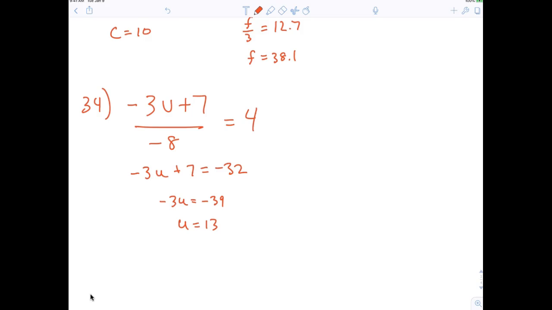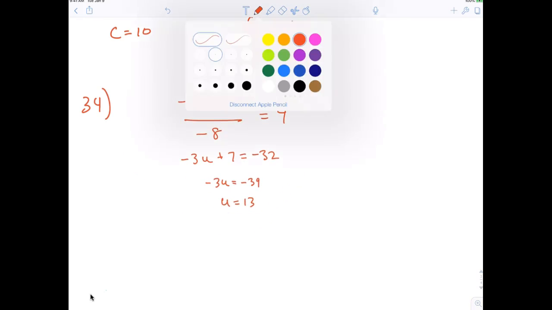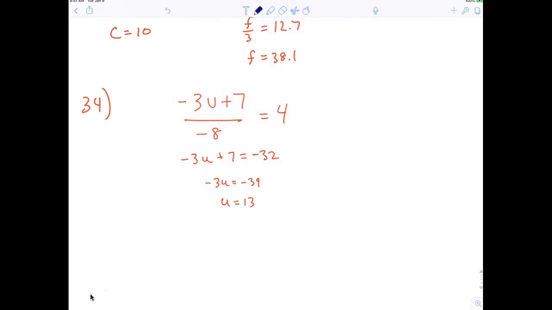How does negative 3u go to plus 7 equals 32? Very good question. All right, I'm going to move this over so I can show you better. All I did was I came over here and I multiplied both sides by negative 8. And now what happens? Hold on one second. These cancel. You agree with that?